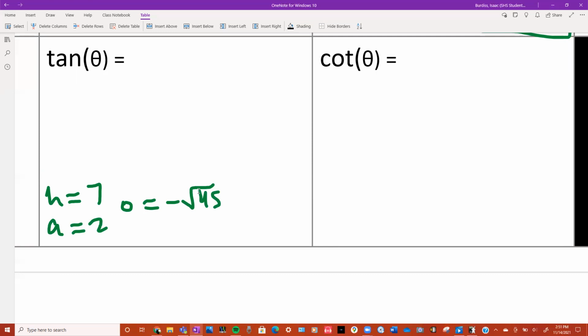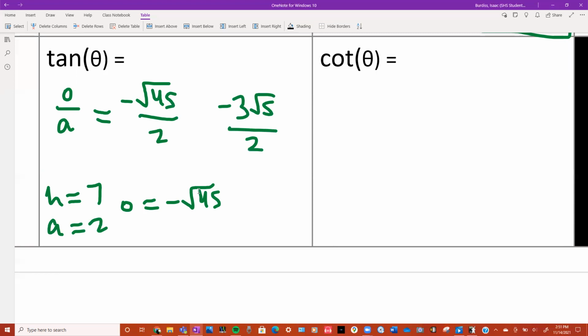Okay, so tangent is, by SOHCAHTOA, opposite over adjacent. So that's going to give us negative square root of 45 over 2. And remember, we already know how to simplify that, so you really only have to simplify once, because we already know what it is. So that would be our answer. That's the most simplified it can be.